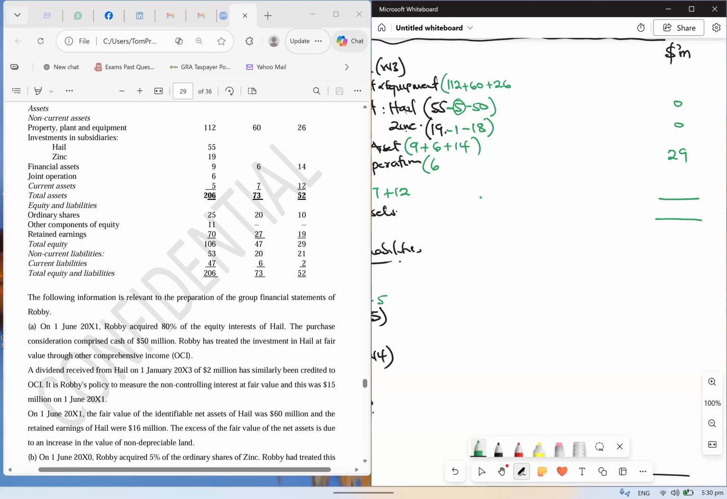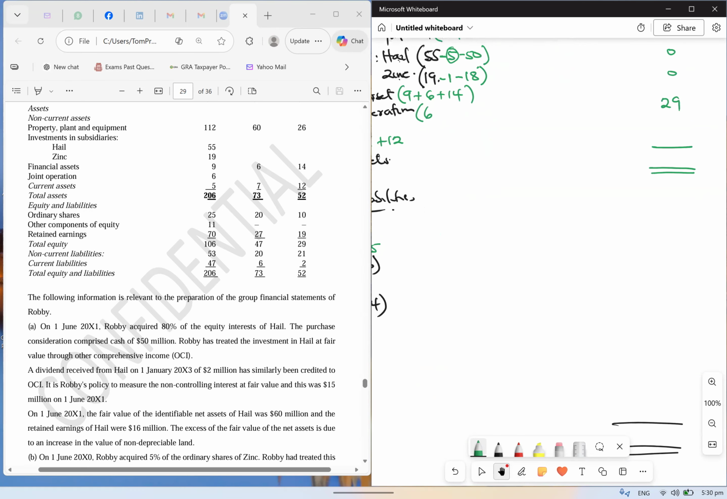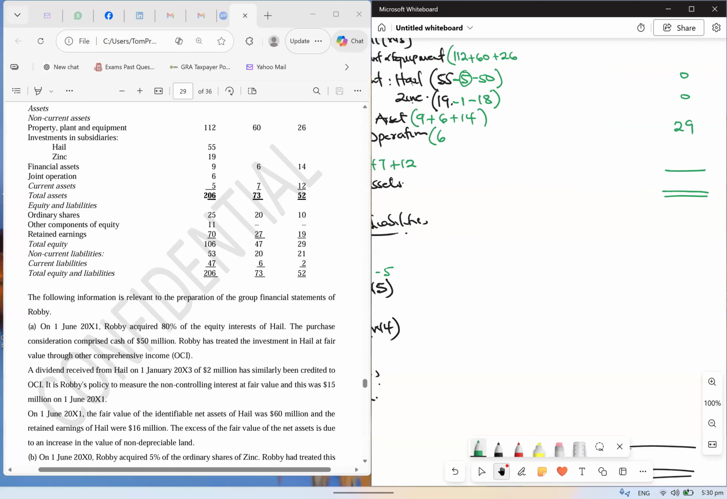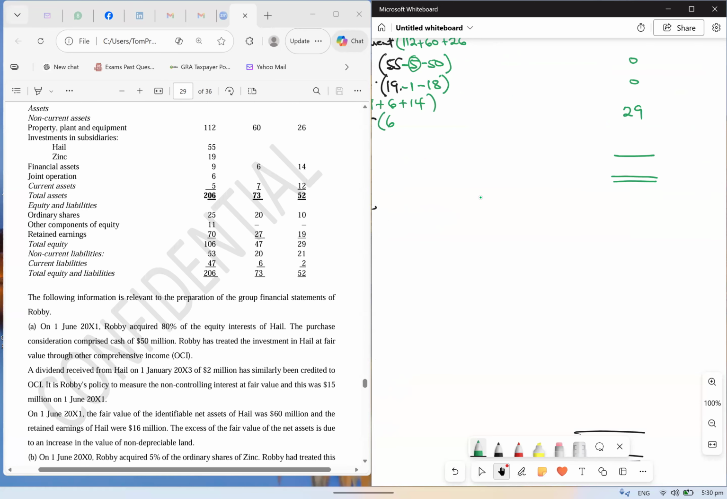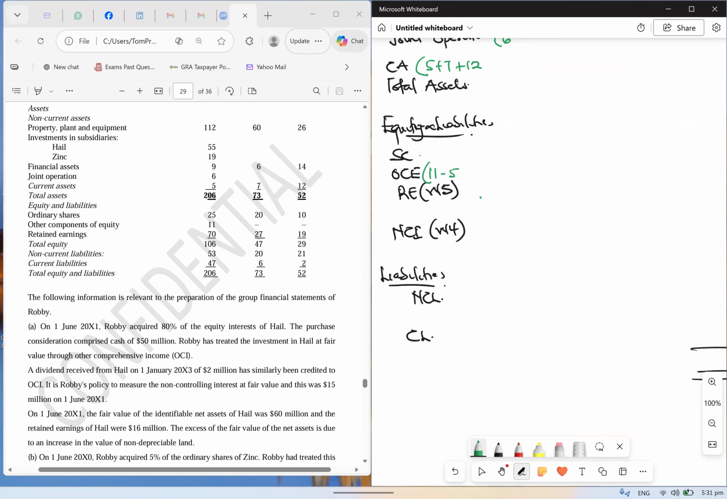All right. Stated capital, there was no share for share exchange, so that one can go straight. That is 25. So by the time they say stop work, at least you have done some entries. So always check your stated capital. There may be free marks for you. With OCE, yes, we will do other adjustments if necessary. Retained earnings will come. NCL, for now, we have 53 plus 20 plus 21. Then CL, we have 47 plus 6 plus 2.